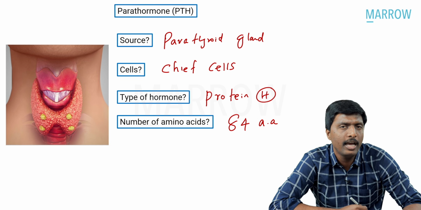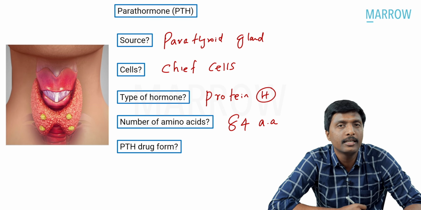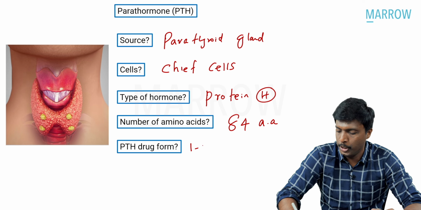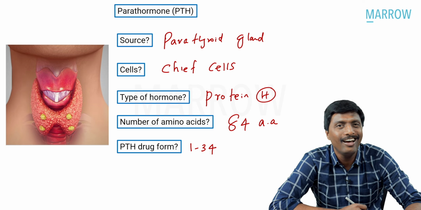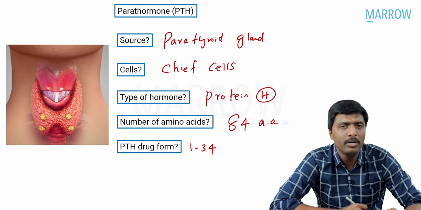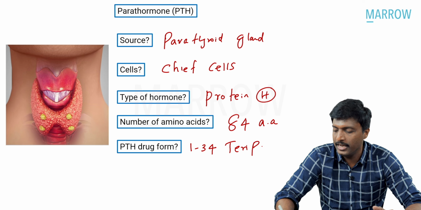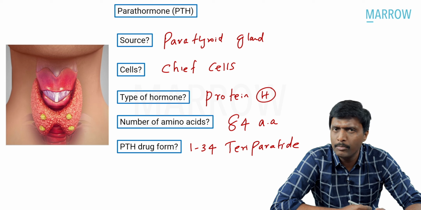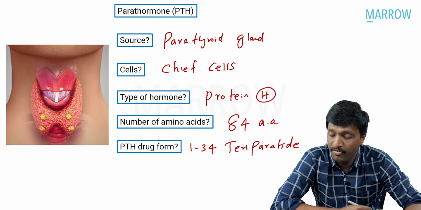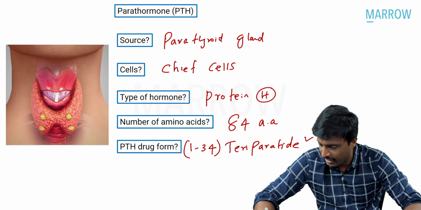What is the importance? Why am I stressing physiology and orthopedics? Out of this 84 amino acids, the first 34, remember 1 to 34, we take and make it as a drug form of parathyroid. What is the name given to this recombinant drug form of parathyroid? The answer is very simple. The name of the drug is teriparatide. I think you are clear. It is about the parathyroid, protein hormone, 84 amino acids, 1 to 34, recombinant drug form of parathyroid, teriparatide.